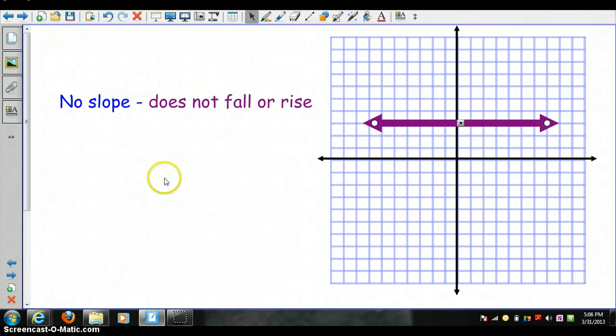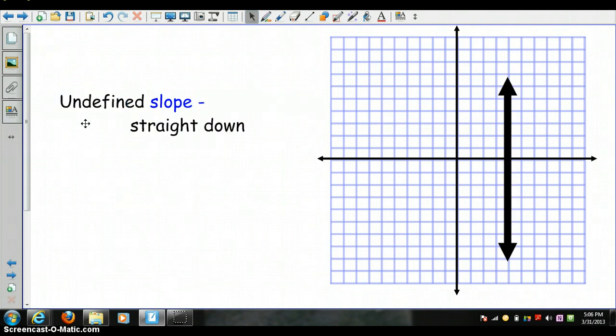The next type of line has no slope at all. If you notice, it's just flat. It doesn't rise or fall. It just is a straight line from left to right. And the fourth type of slope is an undefined slope. It's just a straight down line. It's a vertical line, goes straight down. And that's the final type of slope.